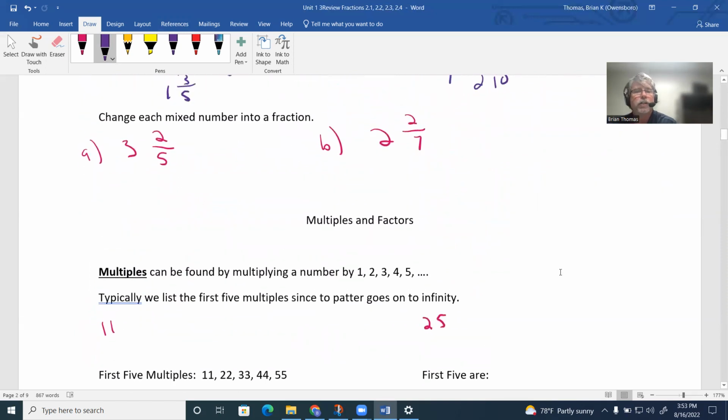So if I want to change each mixed number into a fraction, the easiest way to do it is we start with the denominator. We just say 5 times 3 is 15, and then we add. So we multiply here, and then we add the 2. That becomes my numerator, and we keep the 5 as our denominator. So 5 times 3 is 15, plus 2 would be 17, so this turns into 17/5.